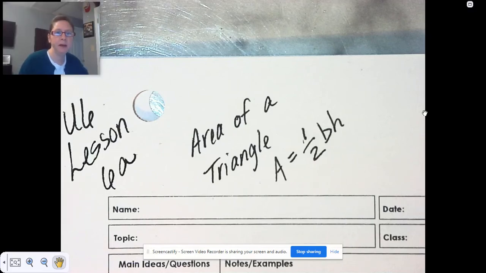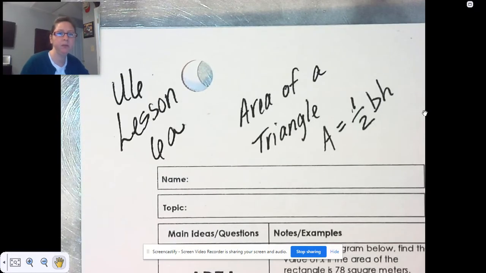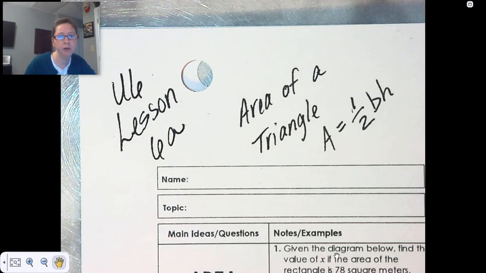All right, today what we are going to do is Unit 6, Lesson 6a. I'm going to break this lesson up into 3 different parts. All right, so I did go ahead and post this to Google Classroom. Some of you still like to print this out, and that's fine. You can do that if you have a printer. If not, just follow along on your own sheet of paper.